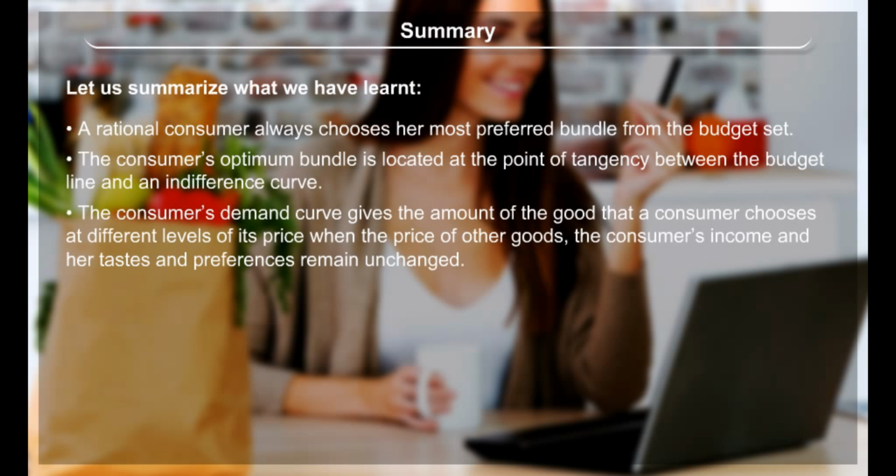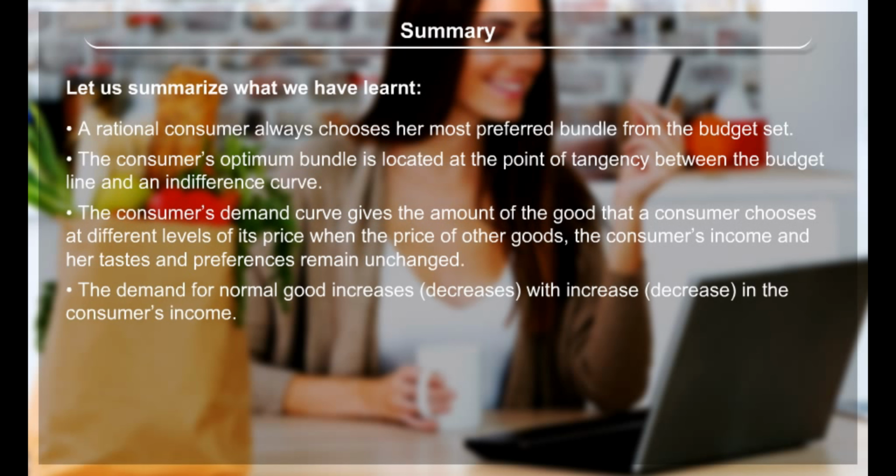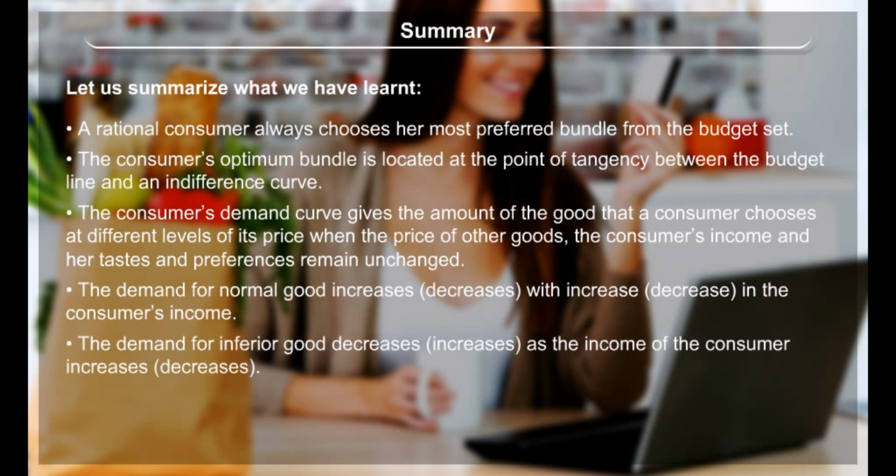The consumer's demand curve gives the amount of the good that a consumer chooses at different levels of its price, when the prices of other goods, the consumer's income and her tastes and preferences remain unchanged. The demand for a normal good increases, decreases, with an increase, decrease in the consumer's income. The demand for an inferior good decreases, increases, as the income of the consumer increases, decreases.